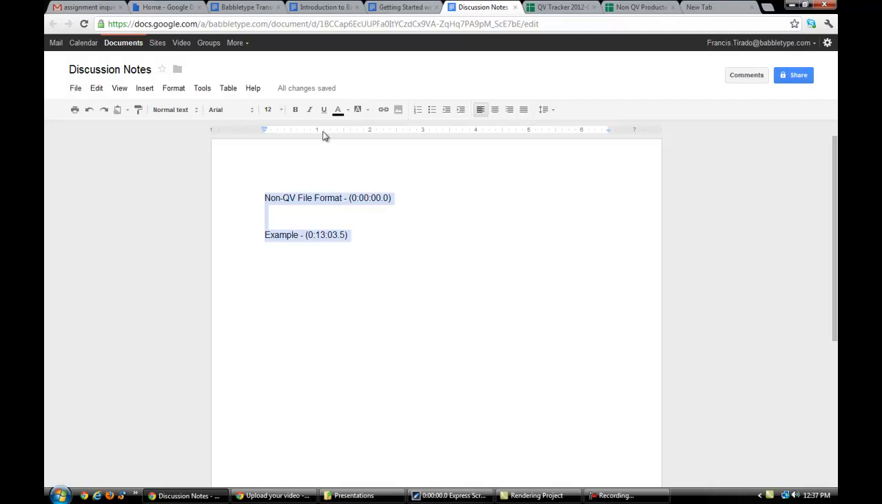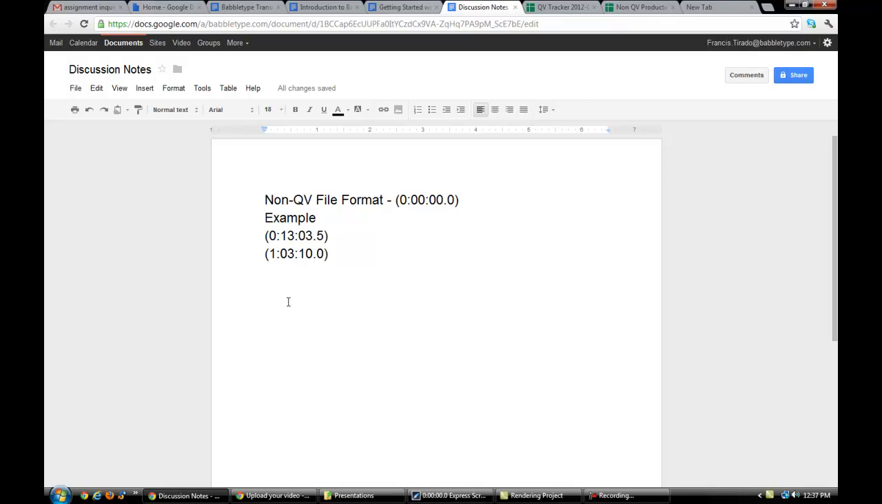Let's enlarge this so you'll be able to see it better. This is how a non-QV file timestamp format may be seen. We have another one. This is how a timestamp format should be done if you're working on a non-QV file, particularly your clean-up verbatim or your edited summarized files.